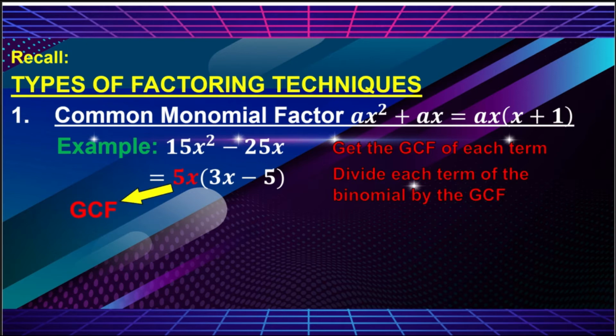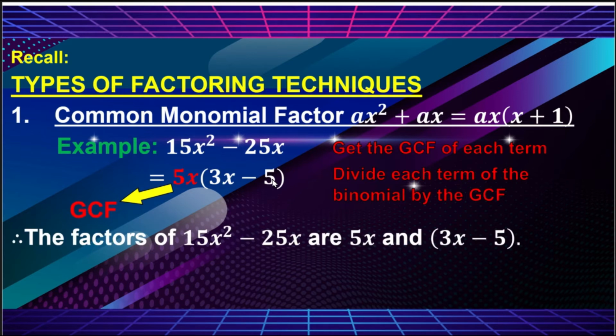5x. So next, divide each term of the binomial by the GCF. Since our GCF is 5x, we are going to divide each term by 5x. So 15x squared divided by 5x is 3x. Copy minus. 25x divided by 5x is equal to 5. So therefore, the factors of 15x squared minus 25x are 5x and 3x minus 5.